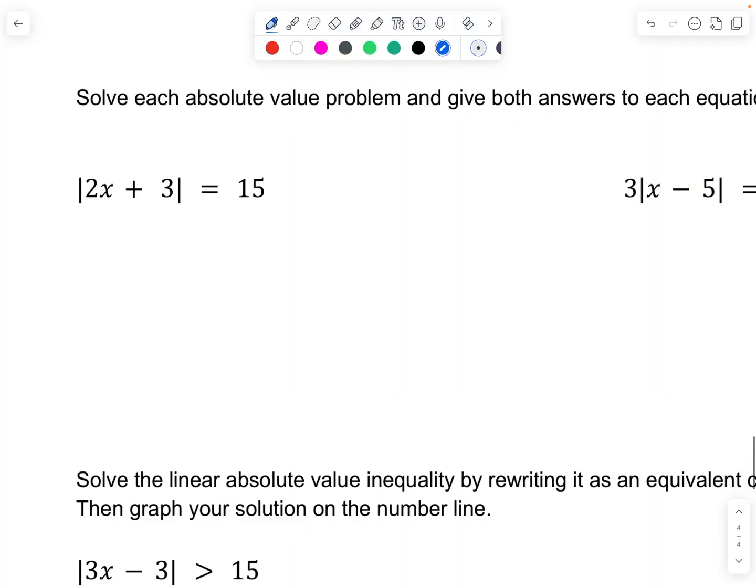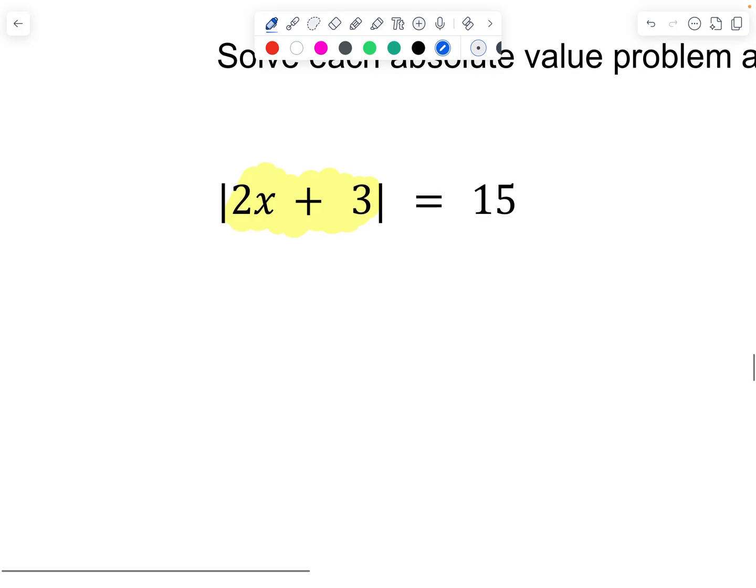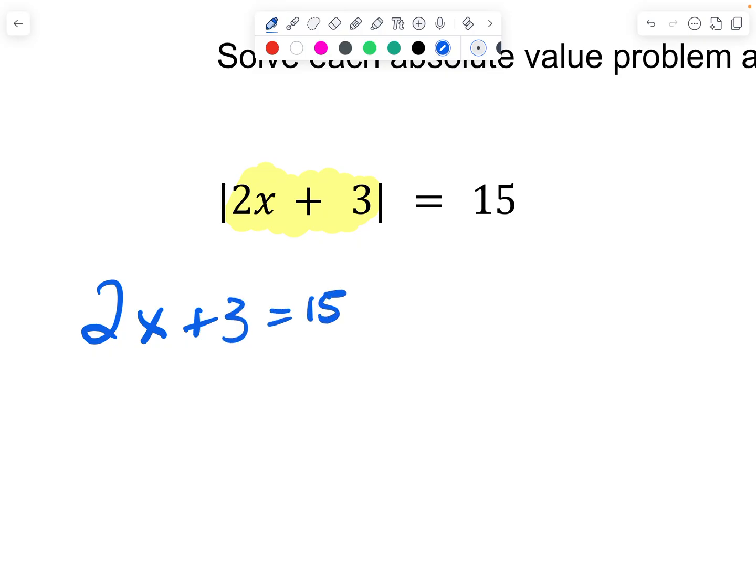Let's do some of these solving. All right, when you're solving these, what you want to do first is make sure that this is isolated. The house is by itself. You cannot have any numbers out here or out here. So we're good. This problem is ready to solve. Once you know that this is by itself, you're going to split it into two equations. So we're going to write two equations. You remove the absolute values and you go 2x plus 3 equals positive 15. And you do 2x plus 3 is equal to negative 15.